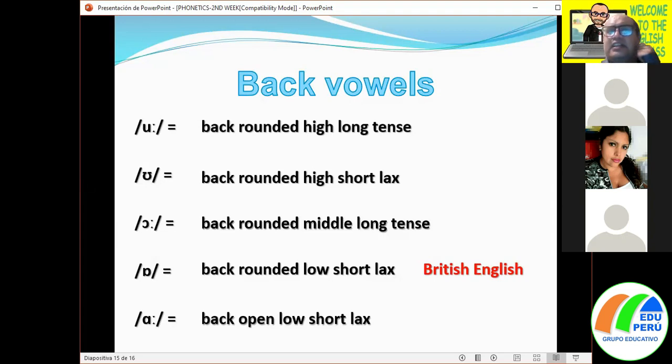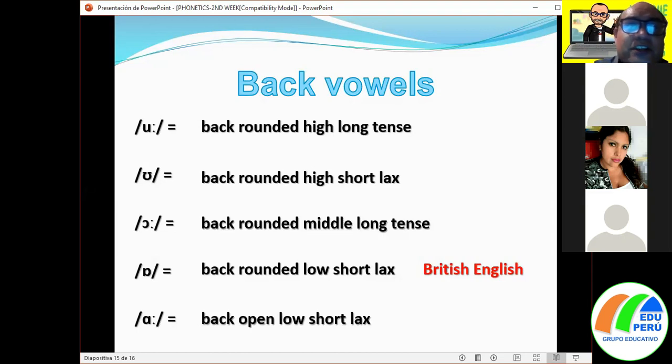So here you have the different vowel sounds that we are going to produce in the English language. These are the pure vowels. Remember these characteristics: part of the tongue, position of the lips, length of the sound, and tenseness of muscles. We use these characteristics to differentiate vowel sounds. One is back, the other is front, one is long, the other is short, one is middle, the other is low, one is mid-open, the other is rounded.